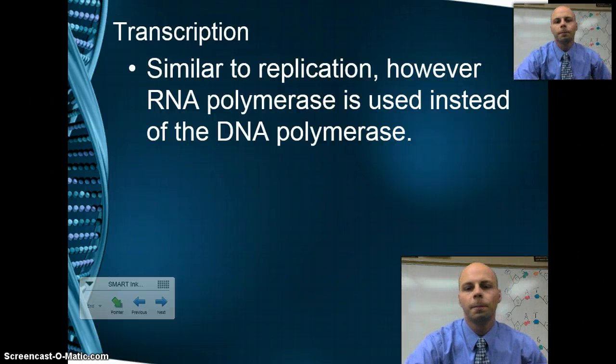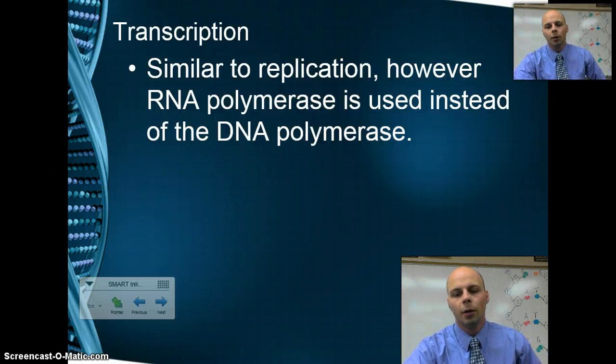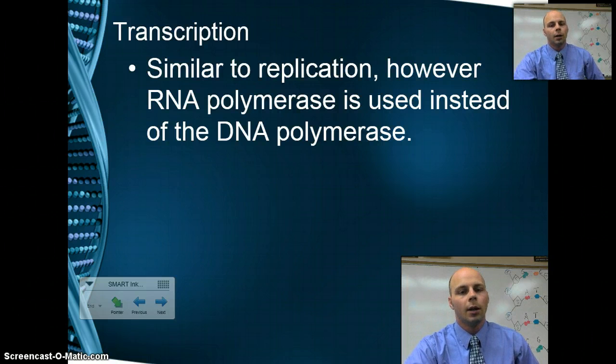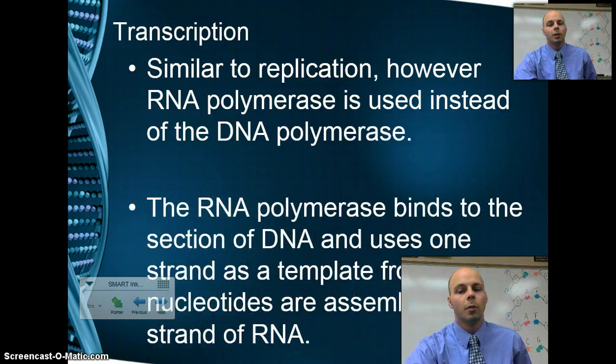So with that transcription, okay, again, very similar. However, a couple of enzymes are a little bit different. So instead of DNA polymerase, which makes a copy of DNA into another copy of DNA, we use RNA polymerase, which is going to take that DNA strand and convert it into an RNA strand. So the RNA polymerase makes RNA, the DNA polymerase makes DNA.